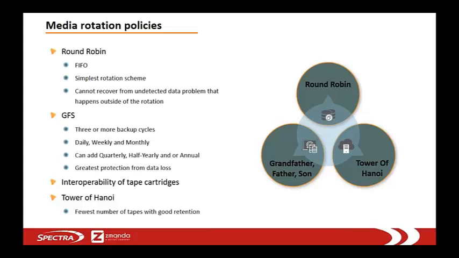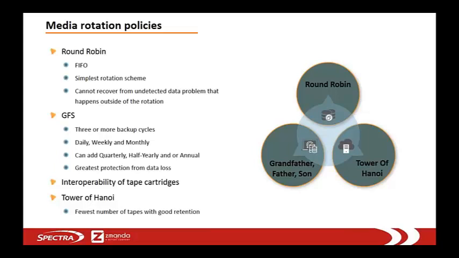There are several media rotation schemes that you can put in place. First one we'll talk about is round robin. It's basically a first in, first out. It's the easiest and simplest scheme to implement. However, if you do have some sort of data issue that crops up, you only have backups that go back as far as your first backup, and there's not really any method that tries to help protect you from corruption that might have occurred several months or even several quarters ago.